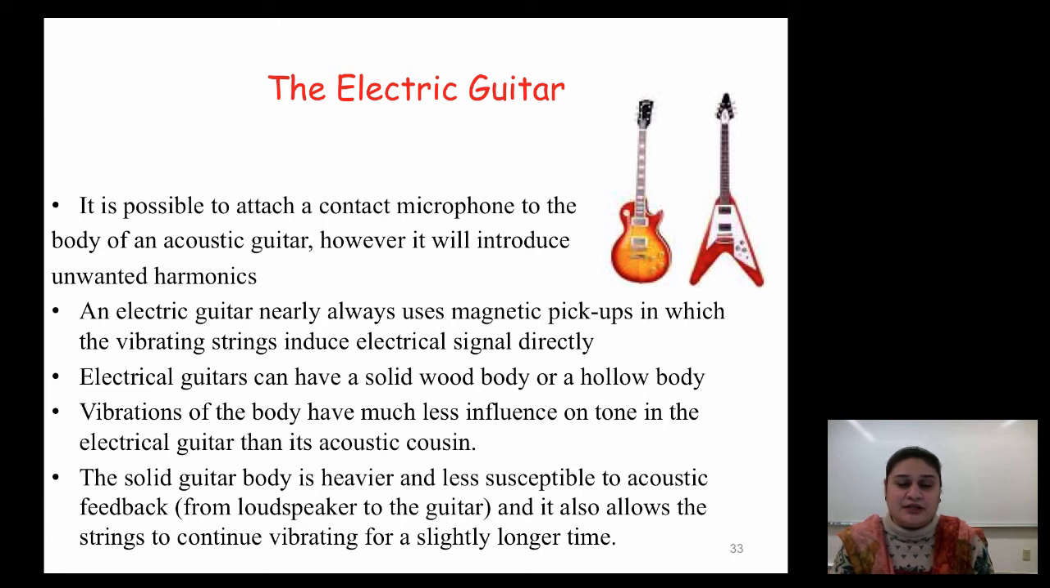The electrical guitar is a modern invention. Even though it is possible to attach a contact microphone to the body of an acoustical guitar, when we do that, it introduces unwanted harmonics. An electrical guitar uses magnetic pickups in which the vibrating strings introduce electrical signals directly. Electrical guitars may have a solid wood body or a hollow body. Vibrations of the body have much less influence on the tone in the electrical guitar than in the acoustical guitar. A solid guitar body is heavier and less susceptible to acoustical feedback from a loudspeaker to the guitar, and it allows the strings to continue to vibrate for a slightly longer time.